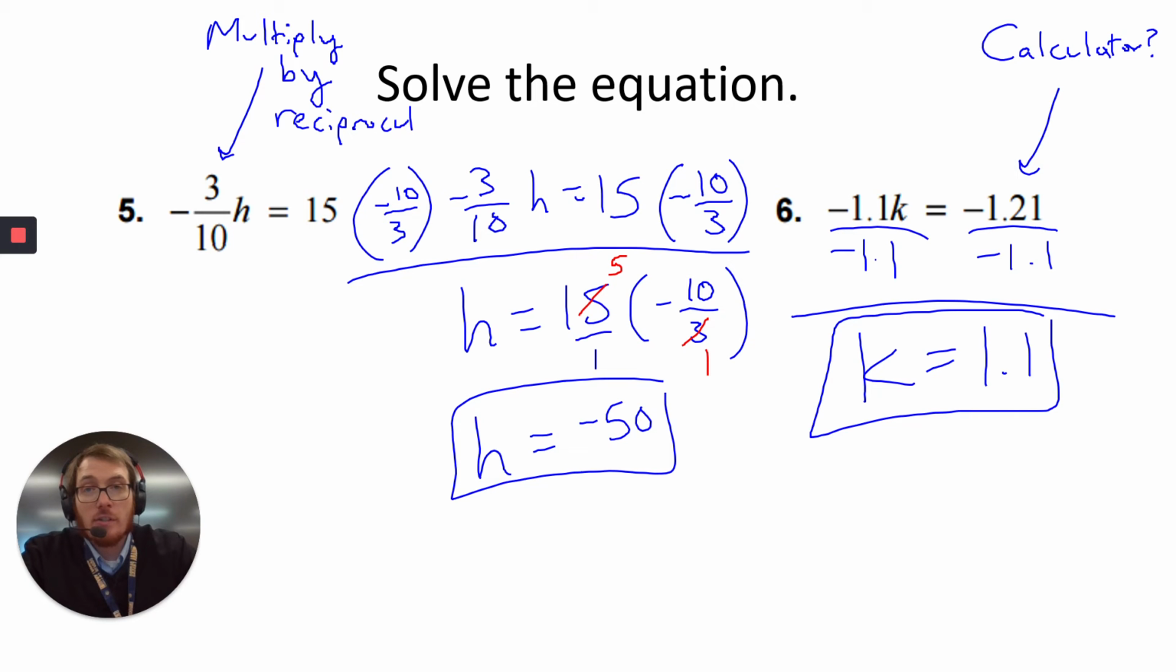Notice on all of these questions as well, I have a variable equals something. So h equals negative 50, k equals 1.1. When you're writing your work, that's what it should look like for these assignments.